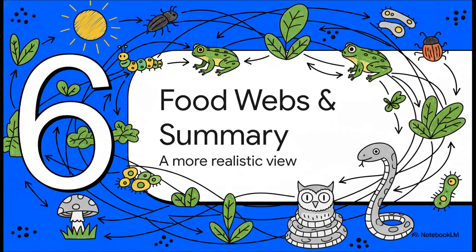So, we have been talking about food chains, which are straight lines. But in nature, things are not so simple. An animal usually eats more than one type of food. This brings us to a more realistic concept called a food web. Let's look at it, and then we will summarize our lesson.